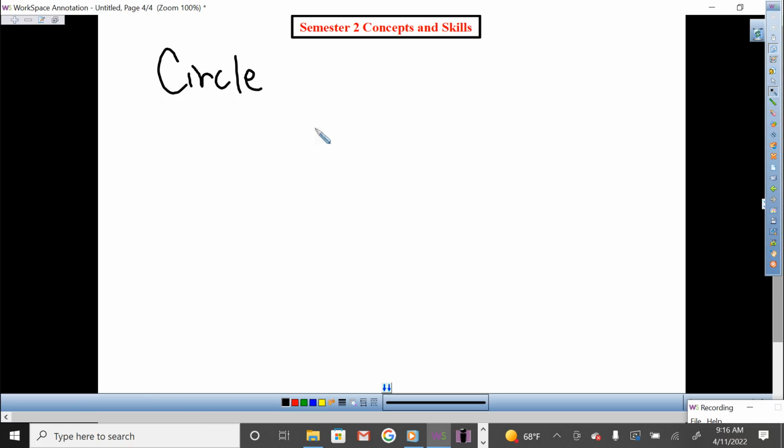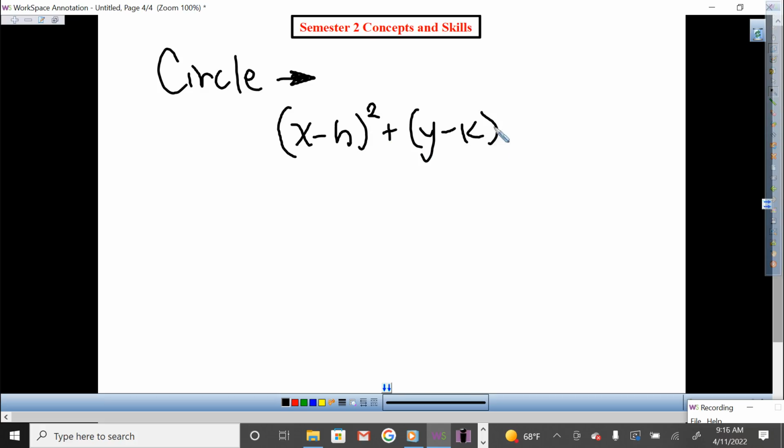So let's see. Before I write it, what was the standard form equation of a circle? Talk it over to your neighbor. What is the standard form equation of a circle? All right, it looks like we got it. X minus h squared plus y minus k squared equals r squared. Pretty close, yeah? All right.